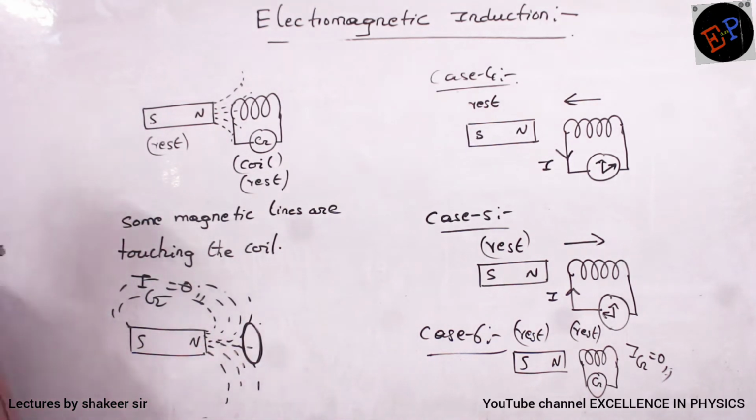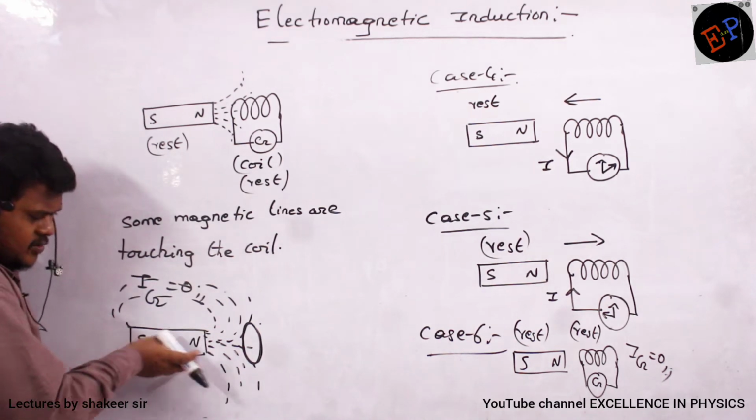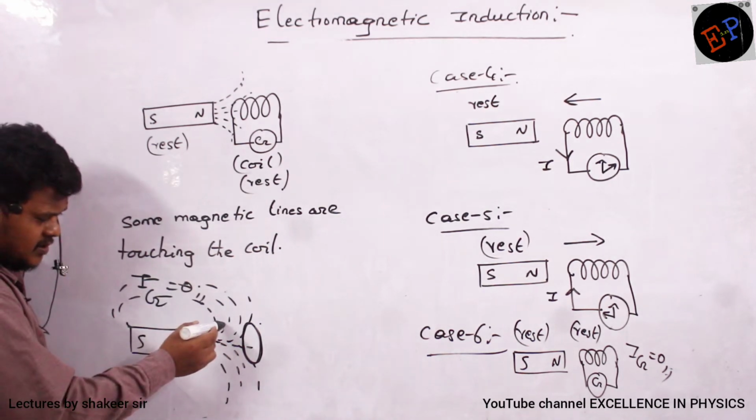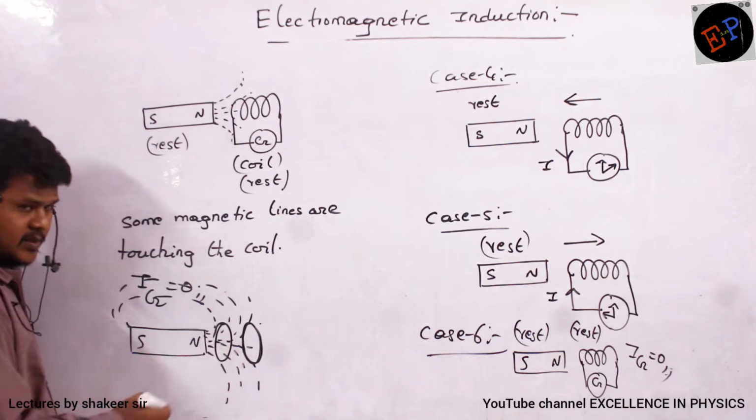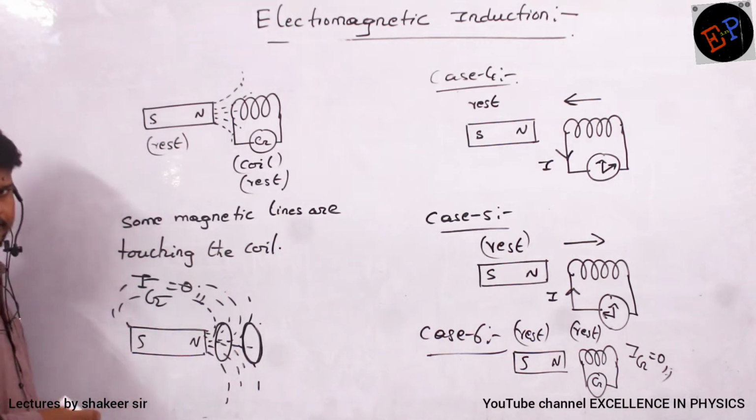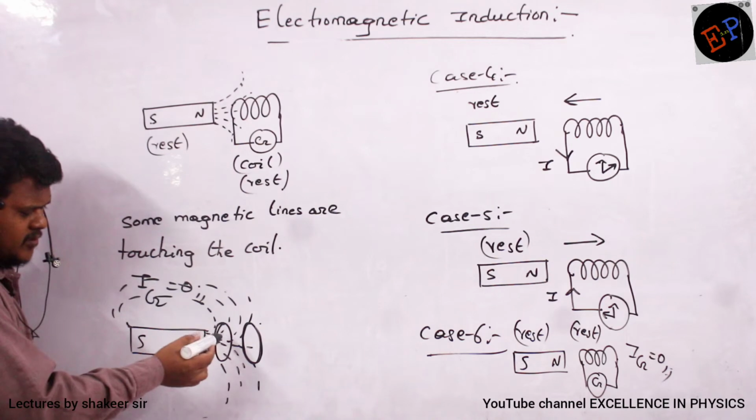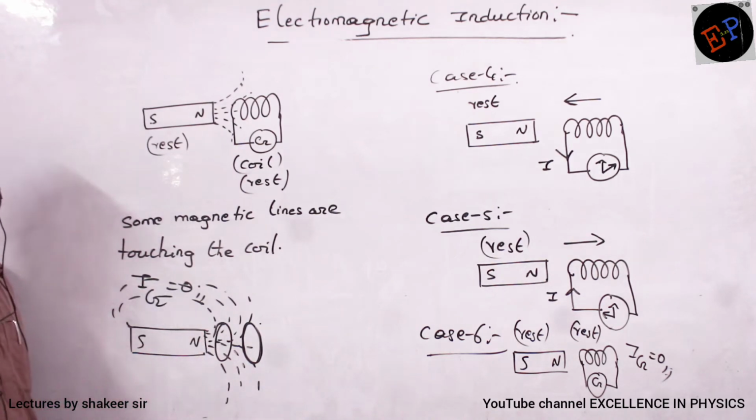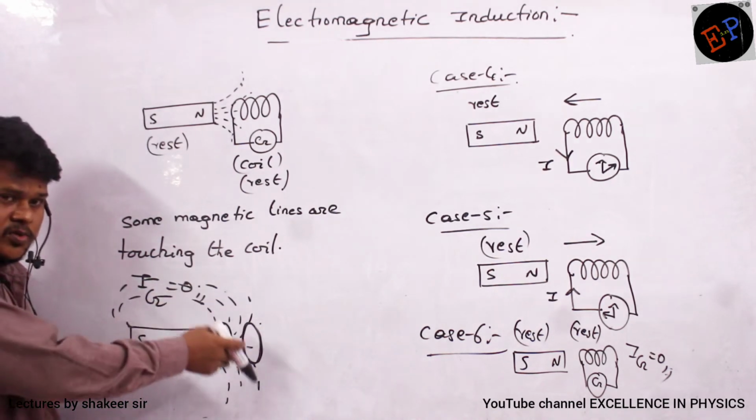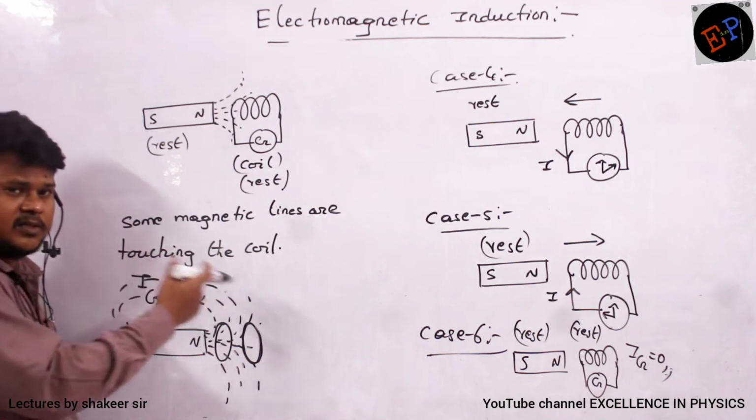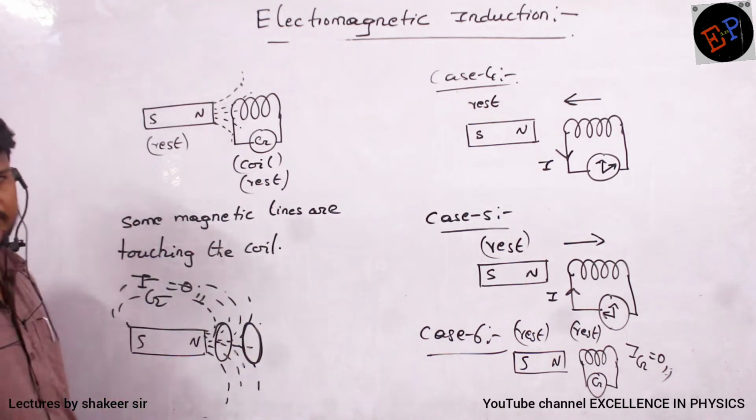Clear, no? But if I take this magnet closer to the coil, for example, if the coil is now present here, now how many lines is it touching? Okay, so 1, 2, 3, 4, 5, 6 lines it is touching. So when it is closer to the magnet or when it is farther away from the magnet, in which condition is current produced?